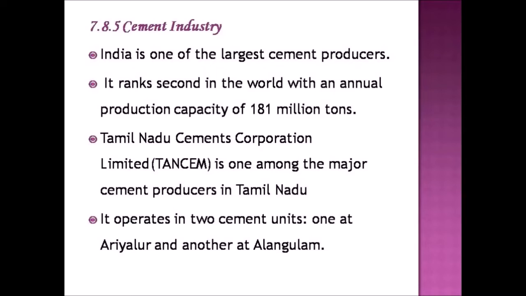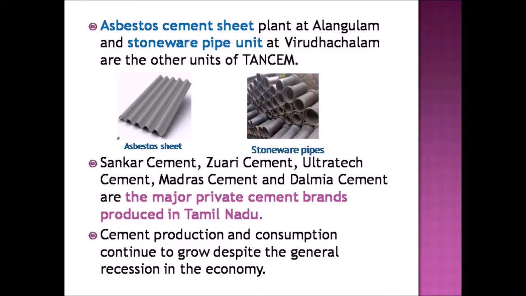It operates in two different units, one at Ariyalur and another at Alangulam. Asbestos cement sheet plant at Alangulam and stoneware pipe unit at Virudhachalam are the other units of TANCEM.